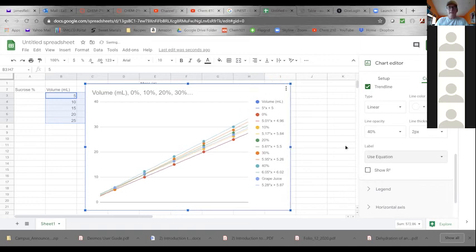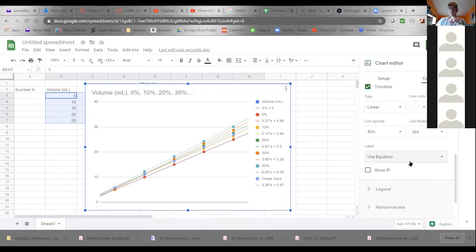Weird that I'm getting this. Oh, I haven't put in the volumes. For some reason, it didn't put in the volumes properly. So let's do that. But you can see that for each one of these we have y equals mx plus b.